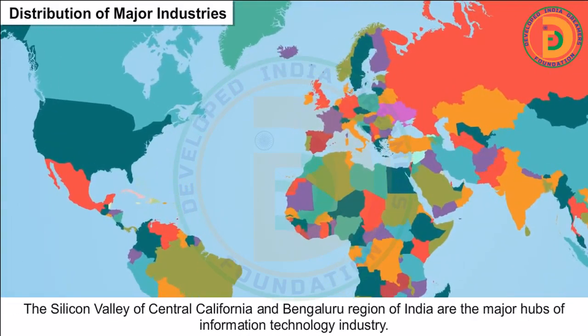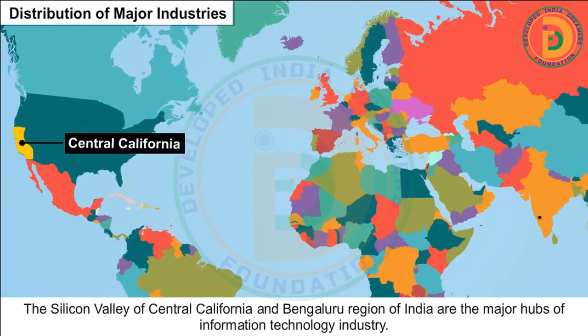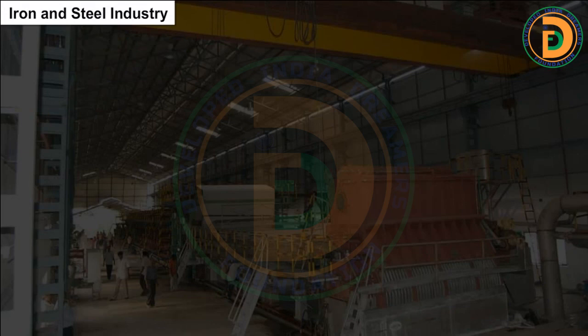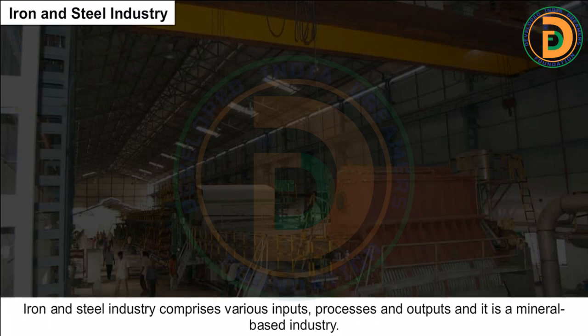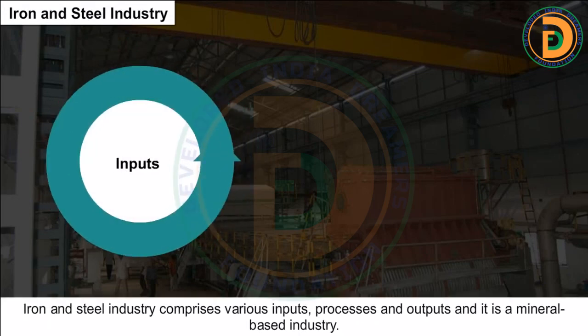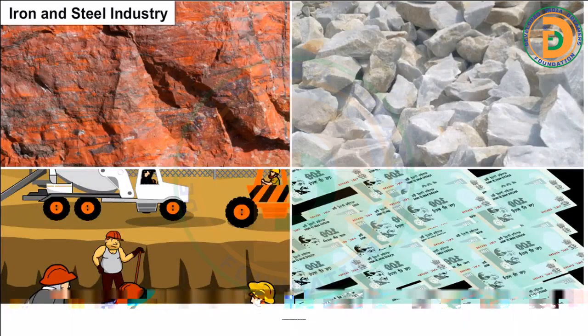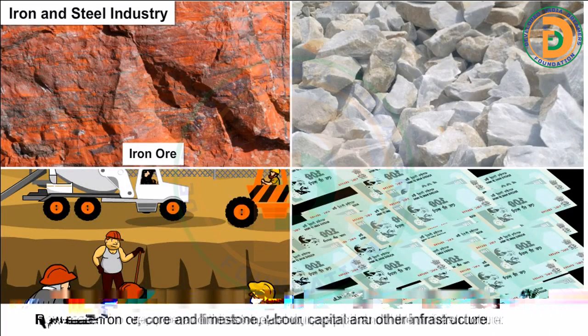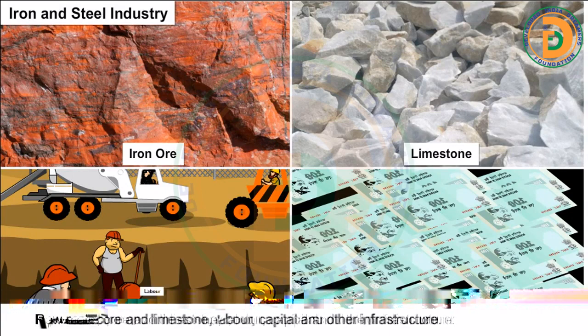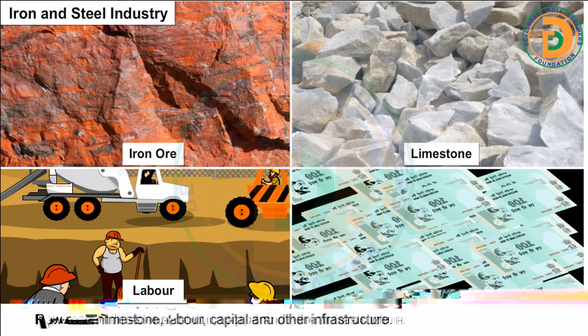The Silicon Valley of Central California and Bengaluru region of India are the major hubs of information technology industry. Iron and steel industry. Iron and steel industry comprises various inputs, processes, and outputs, and it is a mineral-based industry. Inputs: raw materials like iron ore, coke and limestone, labor, capital, and other infrastructure.